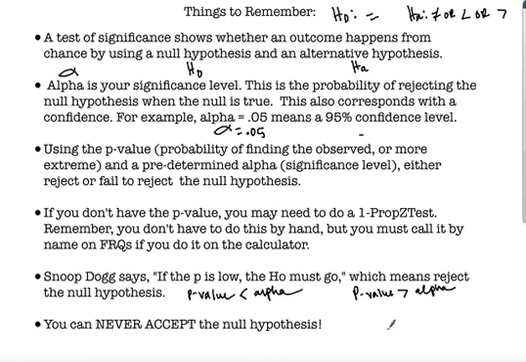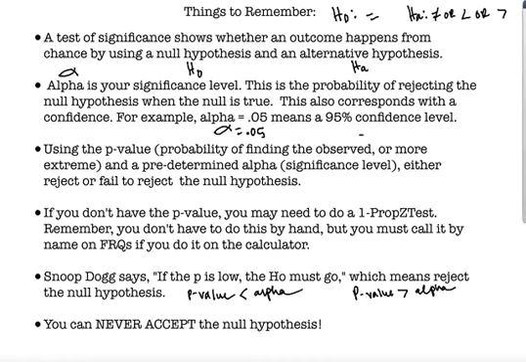Now, I was very specific to say that I'm not going to accept the null hypothesis or I'm not going to accept the alternative hypothesis, because you can never accept the null hypothesis or the alternative hypothesis. You can never say that those are definitely absolutely true. You just say that there's evidence that supports the null hypothesis or there's evidence that supports the alternative hypothesis.